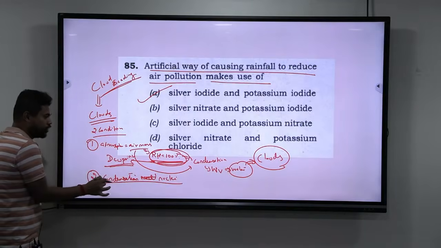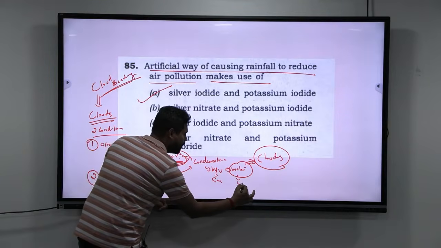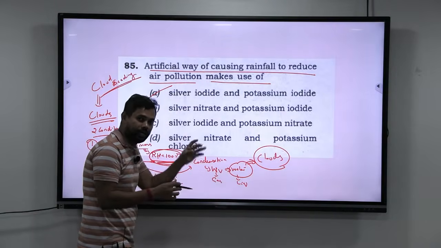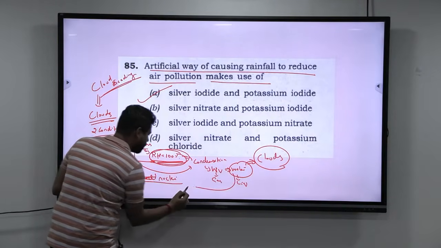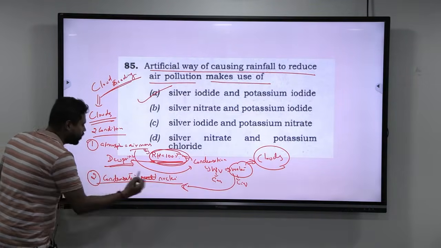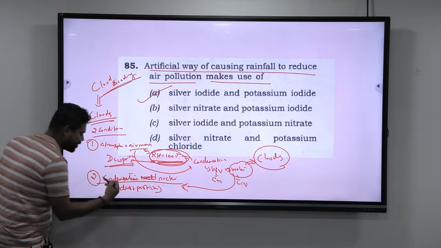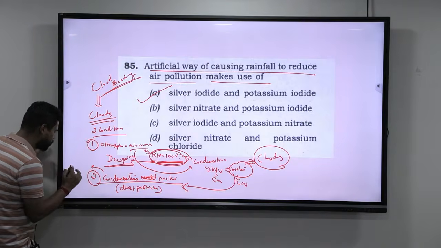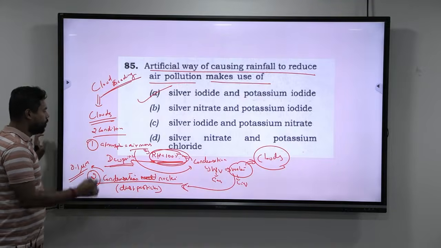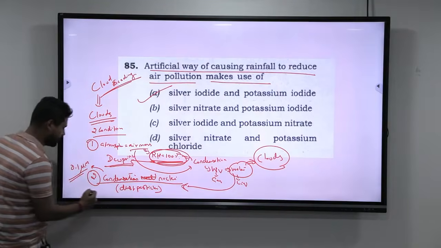Now, why is this condensation nuclei important? Because water vapor is a gas, but water is a liquid. This gas can float in the atmosphere, but water is a liquid and it cannot float. It needs something to hang on to, and that something to hang on to is this condensation nuclei. Usually, condensation nuclei are dust particles that are present in the atmosphere. You cannot see them with your naked eye because they are very, very small, usually 0.1 micrometer.